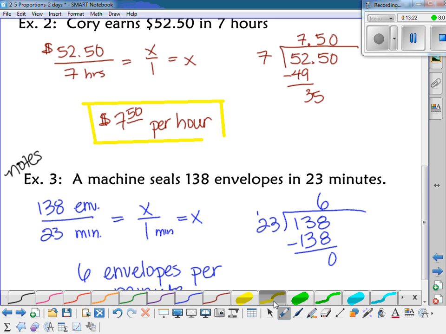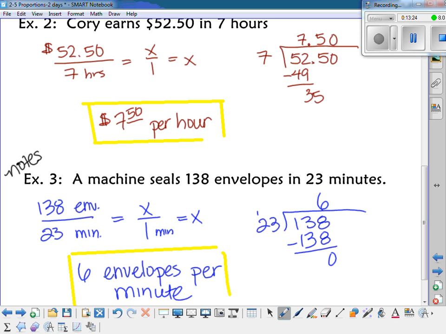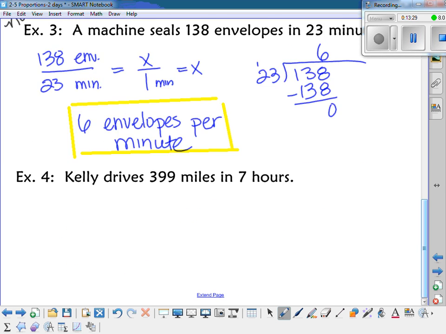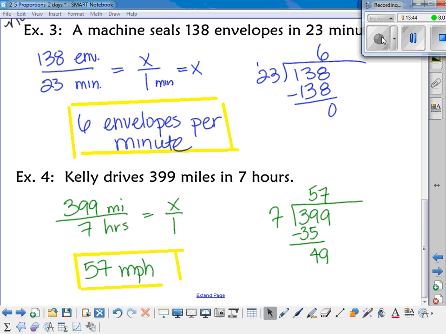Okay, and then we'll have one more problem for you to do on your own. Kelly drives 399 miles in 7 hours. Go ahead and pause the video and do that one on your own. Okay, so when you did that, you should have divided 7 into 399, and your answer should have been 57 miles per hour.